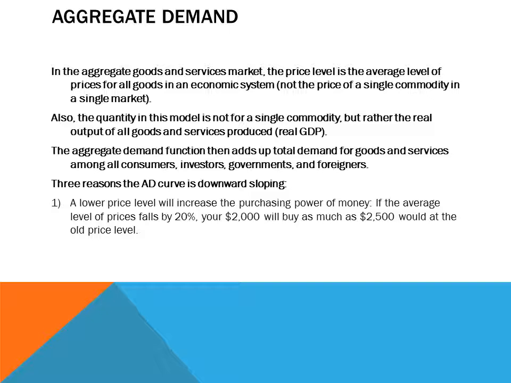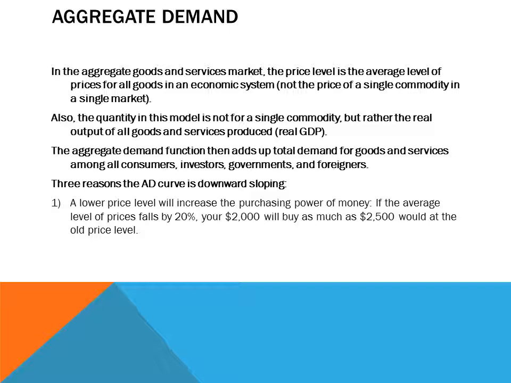First, we need to have a more detailed understanding of what aggregate demand is. In the aggregate goods and services market, the price level is the average level of prices for all goods in an economic system. It's not the price of a single commodity in a single market, as we have looked at before. Also, the quantity in this model is not for a single commodity, but rather a real output of all goods and services produced, also known as real GDP, or gross domestic product. The aggregate demand function basically adds up total demand for goods and services among all consumers, investors, governments, and foreigners.